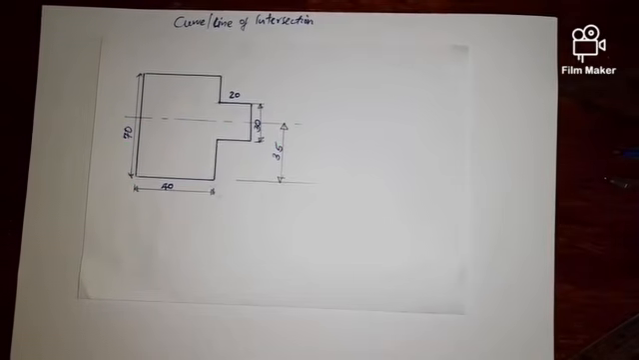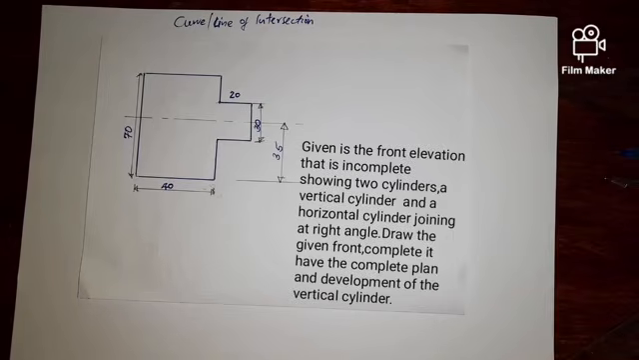Hello, today we are going to look at curve and/or line of intersection, or curve and/or line of interpenetration. We have a question here that reads: given is the front elevation that is incomplete, showing two cylinders, a vertical cylinder and a horizontal cylinder joining at right angle. Draw the given front, complete it, have the complete plan, and draw the development of the vertical cylinder.